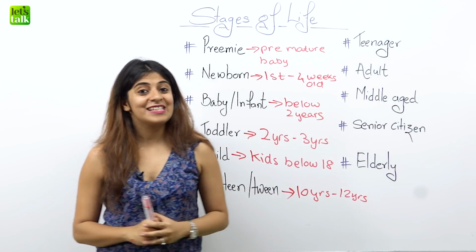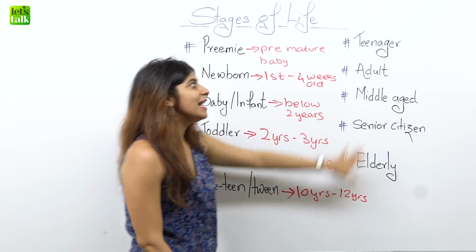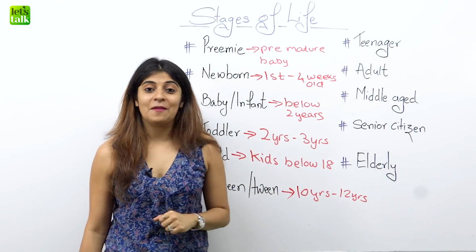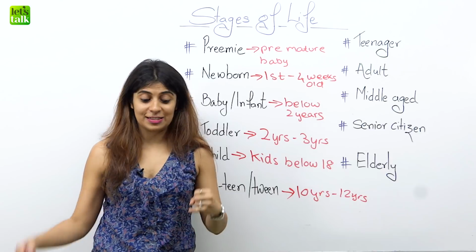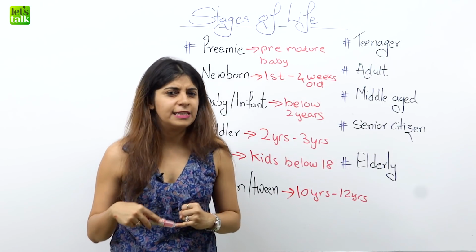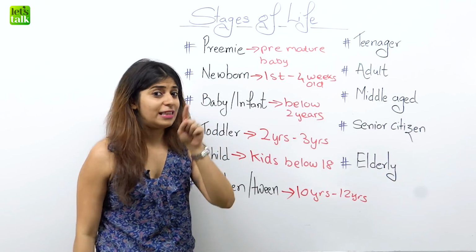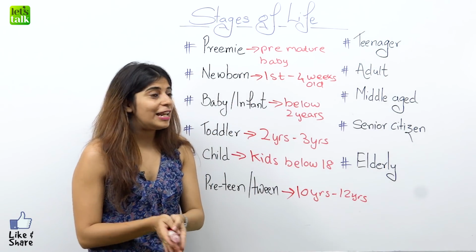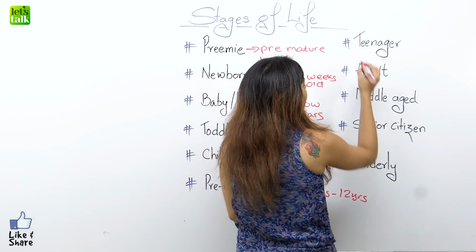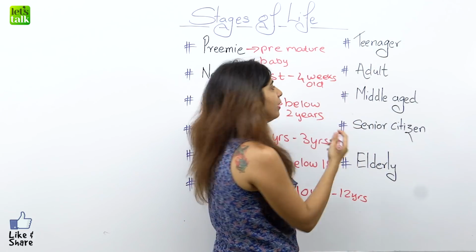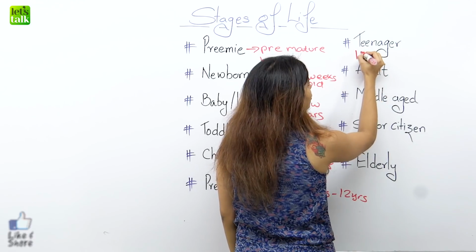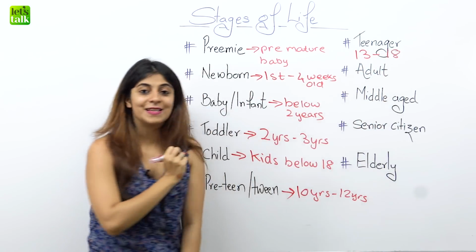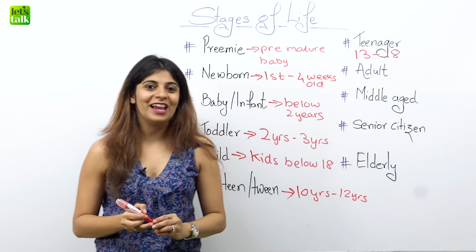Moving on to the next stage of life, which is teenager. Yes. Well, you again have to be very careful with teenagers because they tend to become really stubborn. They just want to do what they want to do. So they are teenagers for you. Well, teenagers are kids or young children who are between the age of 13 to 18. So they are teenagers, right?